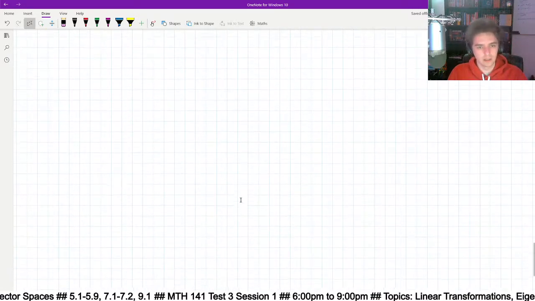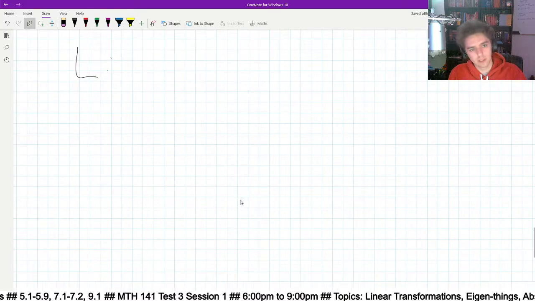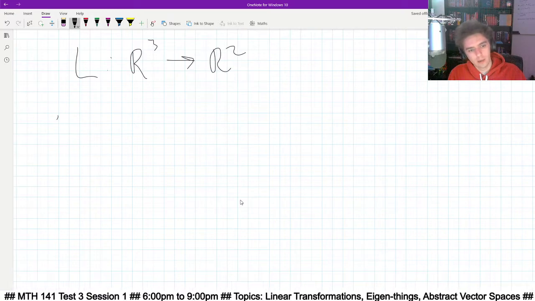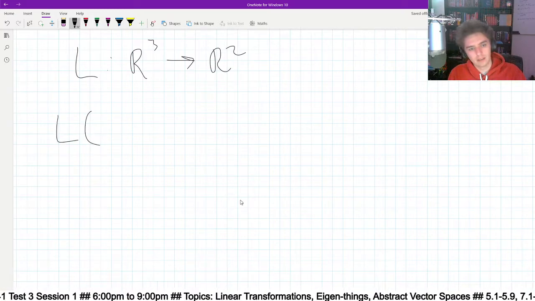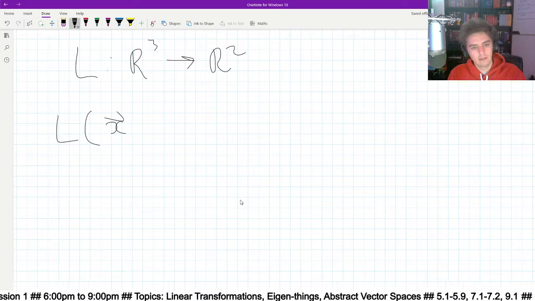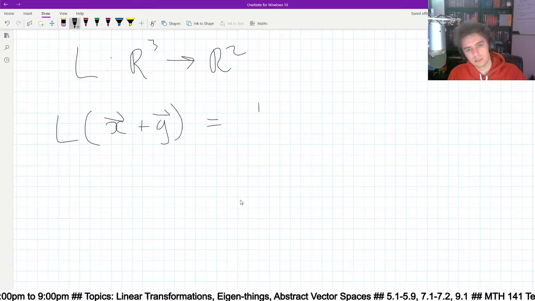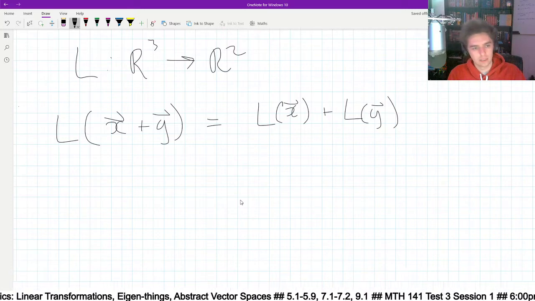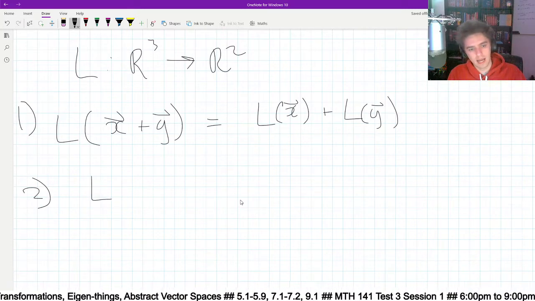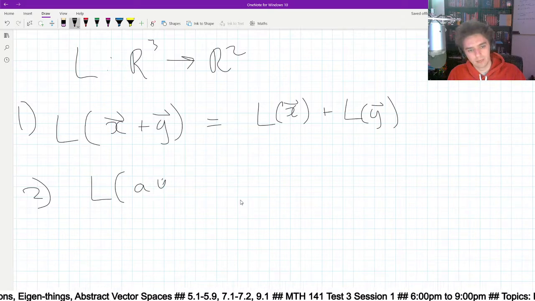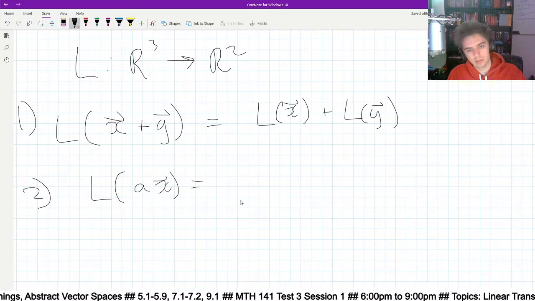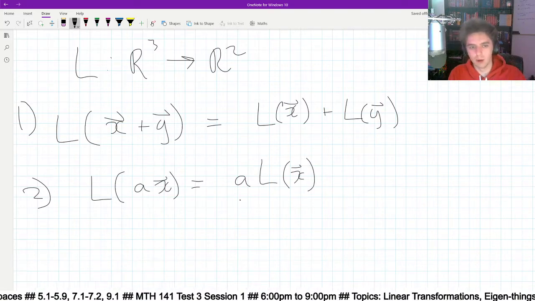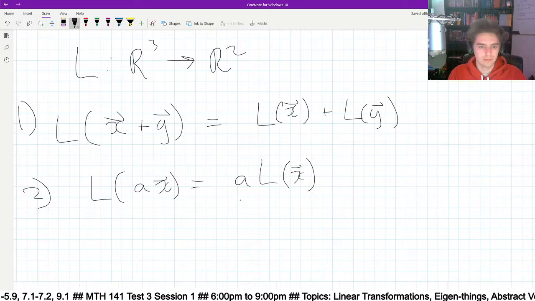Yeah, let me write it here so it will make more sense, right? If I want to prove I have some linear transformation that goes from R3 to R2, then I want to prove separately that L of x plus y equals L of x plus L of y. That's my first proof. And my second proof is that L of ax is equal to a L of x. But what I did is I just combined them both into one. That's probably more efficient.